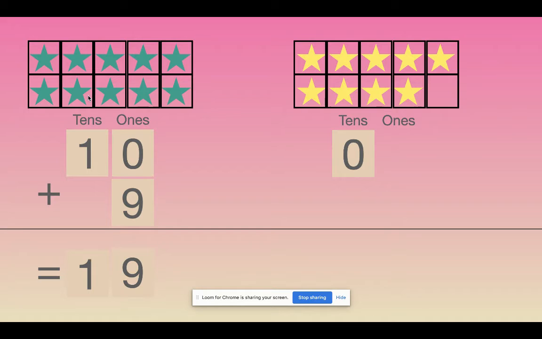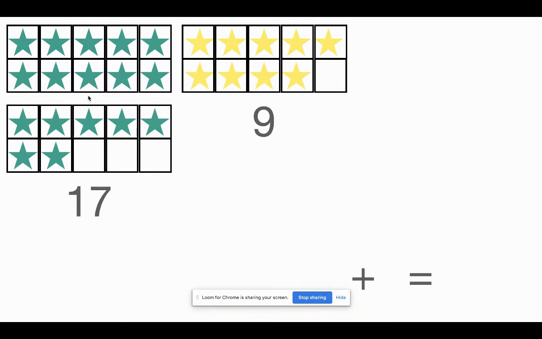So I ended up with the number 19, still, just like I did in the last slide. So I can see now that I have 1 ten and 9 ones to make the number 19. 1 ten and 9 ones is 19. So that would be, let's take a look. There it is. 17 and 9.